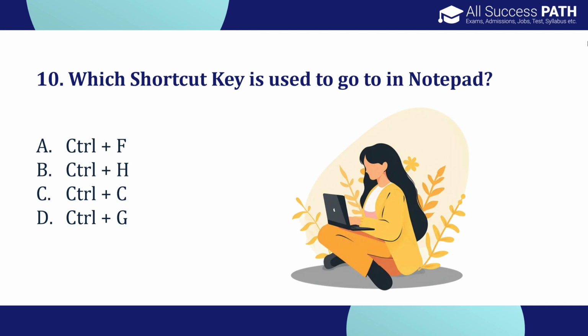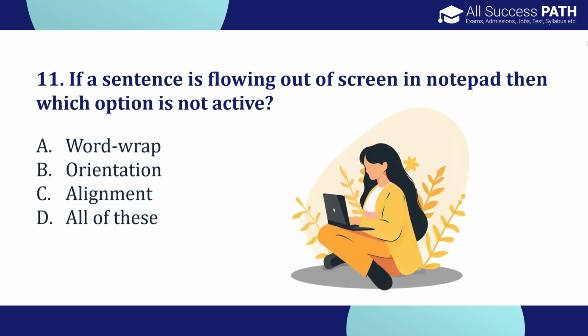Question 10. Which shortcut key is used to go to a specific line in Notepad? The options are A. Ctrl+F, B. Ctrl+H, C. Ctrl+C, and D. Ctrl+G. The correct answer is D. Ctrl+G.